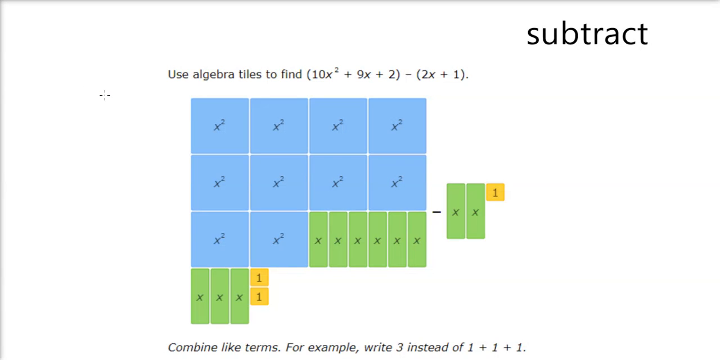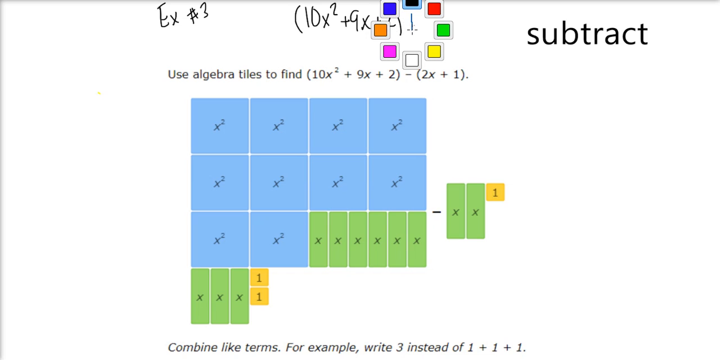Alright, so this is going to be example number 3. The first thing, write this in your notebook. Go ahead and write 10x squared plus 9x plus 2. Let's close the parentheses. And we're going to be subtracting. Subtracting is just a little bit more challenging than adding because we have to take the opposite of whatever's inside the parentheses. So this is going to be 2x plus 1. Alright, so you should have written this first in your notebook.